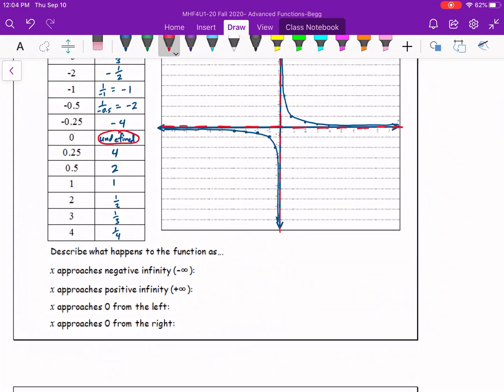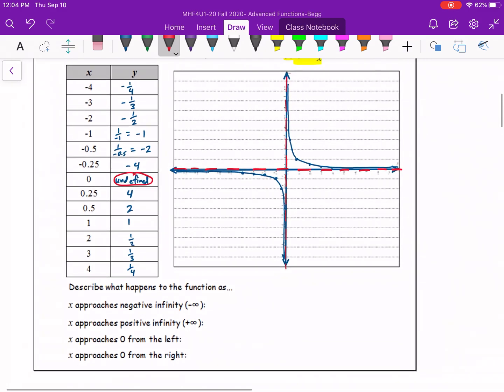Describe what happens to the function as x approaches -infinity. So, in other words, what's happening as we go out this way? Imagine you're starting at the origin and moving that way. Well, as the x values are getting bigger and bigger negative numbers, the y values are actually getting closer and closer to 0, aren't they? Y is approaching 0. And I'm going to put a little negative sign up there to show that it's approaching 0 from below. That's what the negative sign means.